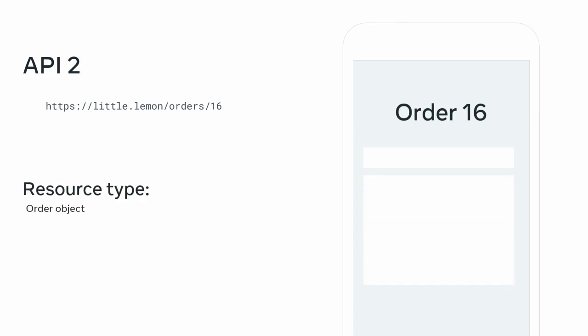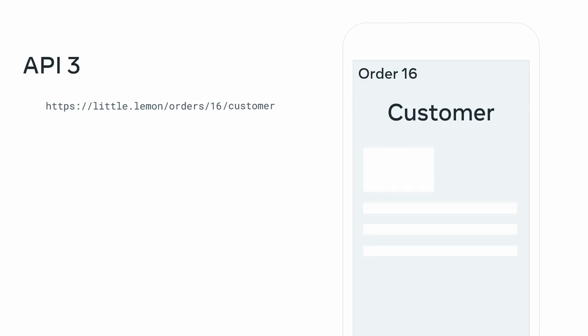If a manager wants to view more specific information about a particular order, say the order with the ID 16, the app makes a call to the API little.lemon/orders/16. The resource type is the order object. To see who placed the order, the app makes an API call with an extra filter /customer. This retrieves all the details about the customer of that order. The resource type in this case is the customer object.